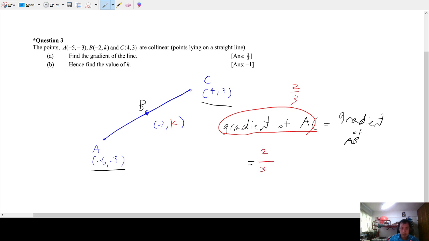Okay, so now having the K here, I'll apply the formula of the gradient. So it's K minus -3 over -2 minus -5. And then this is pretty easy to solve to find K.